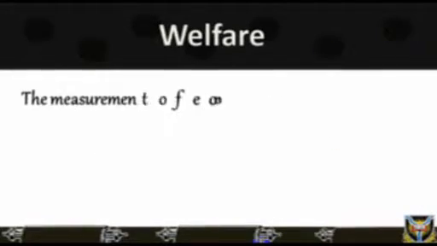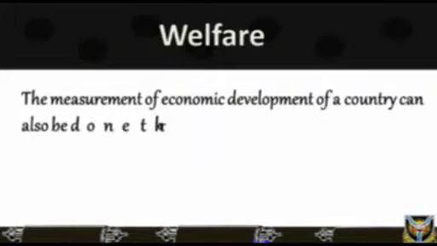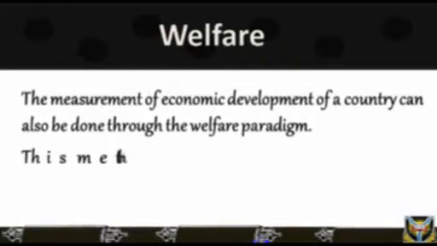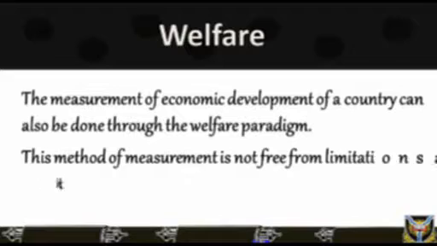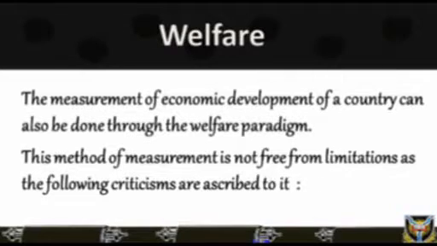Welfare. The measurement of economic development of a country can also be done through the welfare paradigm. Economic development is regarded as a process whereby there is an increase in the consumption of goods and services of individuals. This method of measurement is not free from limitations, as the following criticisms are ascribed to it.